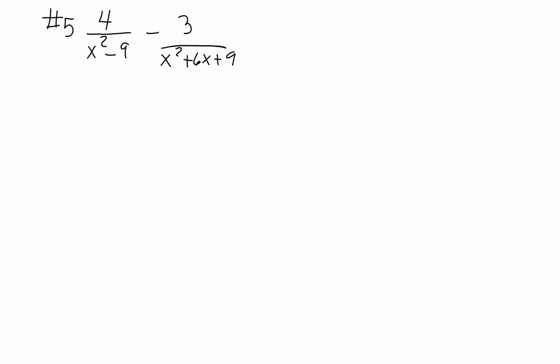For this one, the equation is 4 over x squared minus 9 minus 3 over x squared plus 6x plus 9. Now we are going to simplify this equation and factor the denominator of each fraction to help us easily find the LCD.